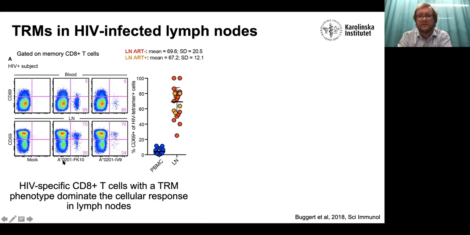And in general, what you can quite easily see here is the fact that HIV-specific cells in lymph nodes have to a high degree CD69 expression, and they have a classical TRM phenotype. We have shown that at least by transcriptional data and other types of data as well. And it seems that these cells are dominating the cellular response in lymph nodes.